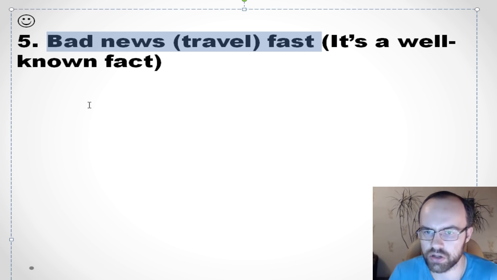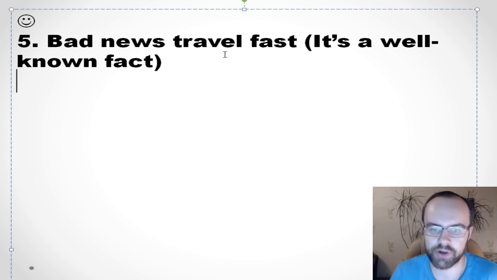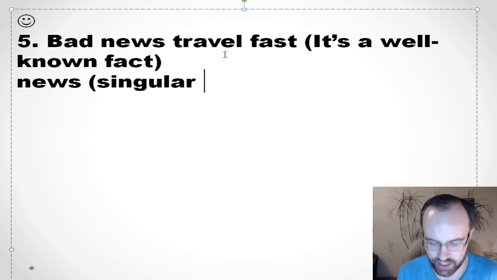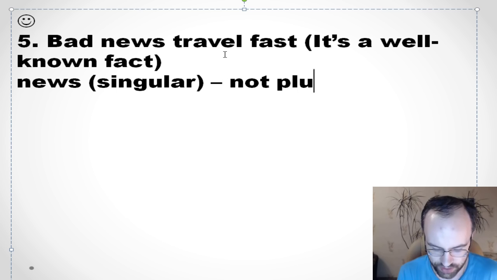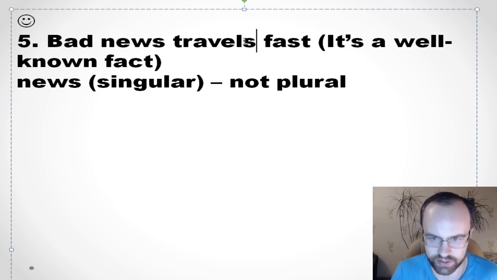I want to check your knowledge. Bad news. If you say so, it isn't right, my friends. Because you need to know one thing, that news is singular in English, not plural. So singular means one, it's one. And if it's one, so bad news means it. So you need to say bad news travels. Bad news travels fast. It's also a very important thing.